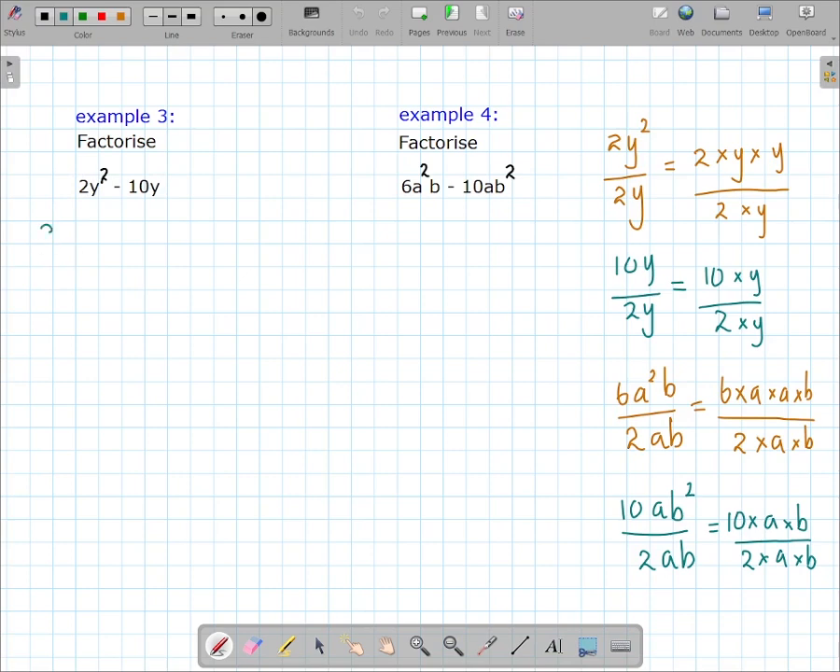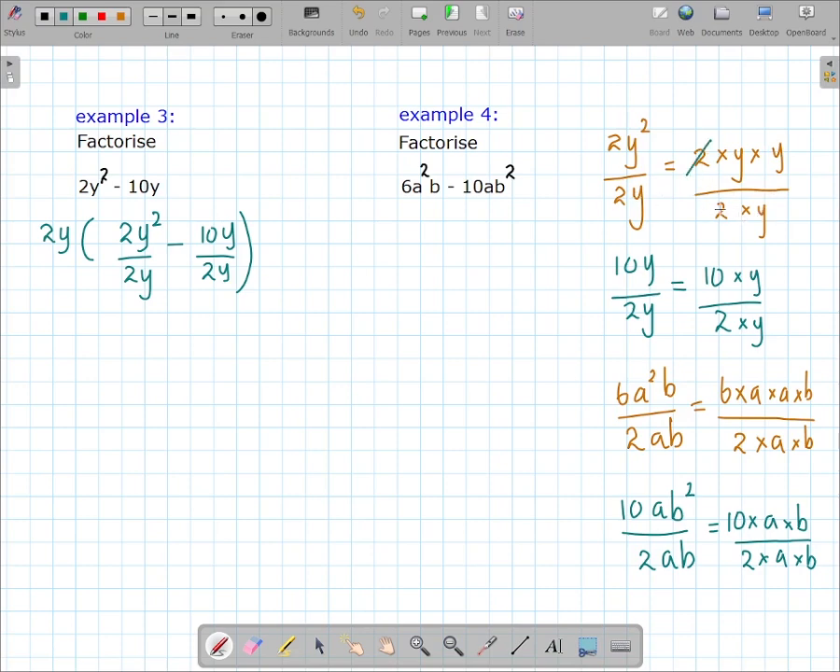So I write 2y open bracket. Then I have to divide all the terms by 2y. 2y squared divided by 2y minus 10y divided by 2y, close bracket. Then 2y squared divided by 2y. 2y squared means 2 times y times y, divided by 2y means 2 times y.